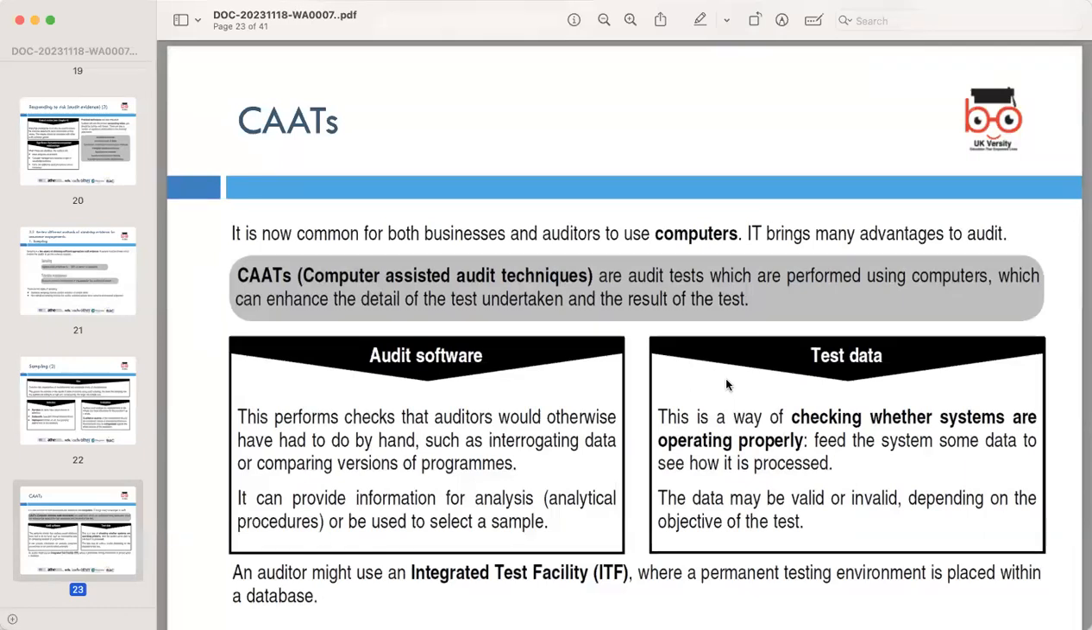With audit software, we can do things like look at data, compare different versions of programs, and do other tasks that would take a lot of time if done by hand. So test data, imagine if you want to check if a system is working properly. Test data is like giving the system some practice questions to see how it responds. This helps auditors see if everything is running smoothly. The data can be either right or wrong, depending on what the auditor is trying to find out.